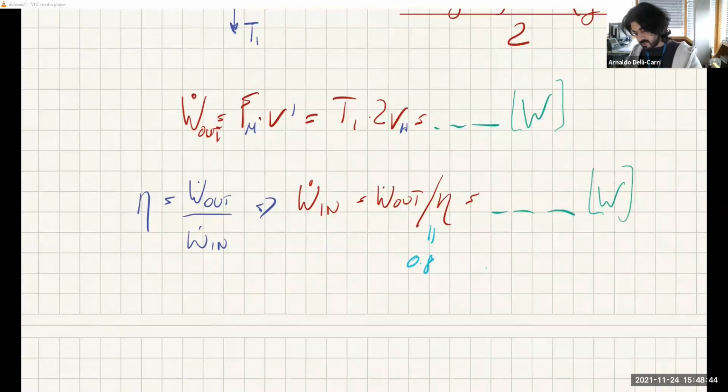So in the end, the electrical power you need to supply the motor with is greater than the mechanical power you will get out of it. It's 20% greater.